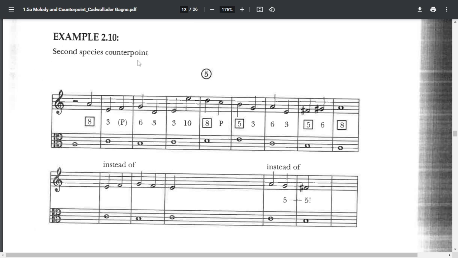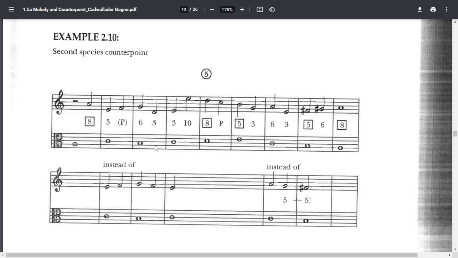Second species counterpoint is different than first species counterpoint, specifically because second species allows for two notes against the one note of the cantus firmus, as we can see shown in measure 2 and then onwards. Whereas in first species counterpoint, you would only be allowed one note against one note from the cantus firmus.